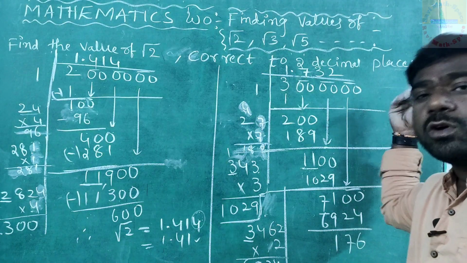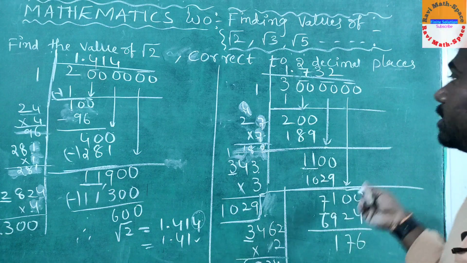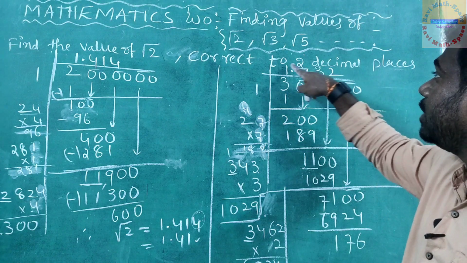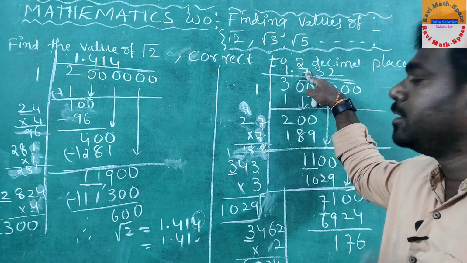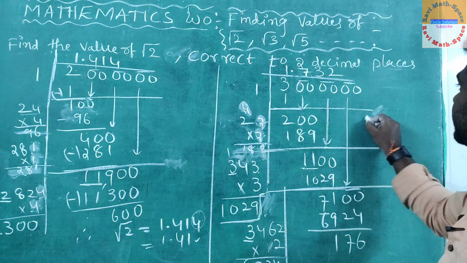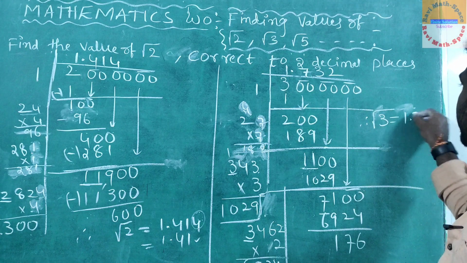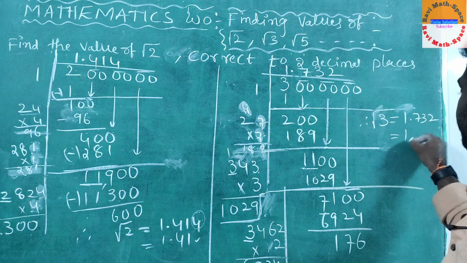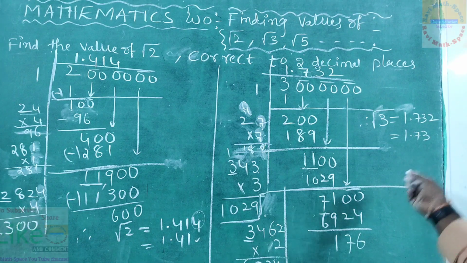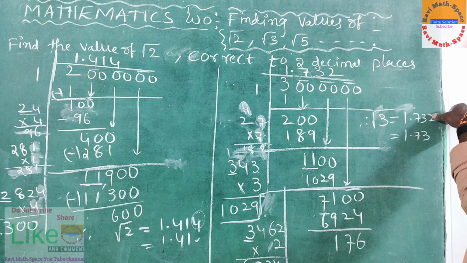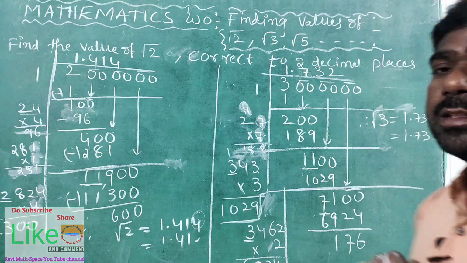If we want more decimal places, we can continue the process. We can continue the process, but it is not required here. Why? Because I want it correct to only 2 decimal places, so only 3 decimal places is enough. Therefore, what is the answer? Root of 3 is equal to 1.732. So I can round 1.732 to 1.73 up to 2 decimal places. How? Here 2 is less than 5. That's why the previous digit is kept as it is. That is the rounding rule.